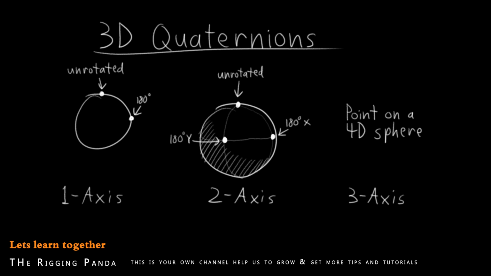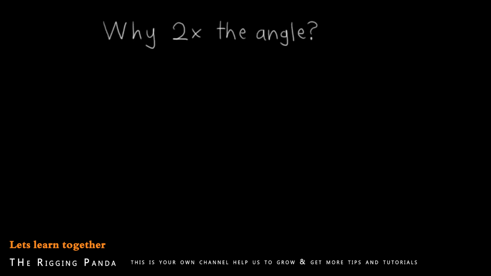But don't worry, the mechanics are exactly the same as the single axis and two-axis case, it's just extended to one more axis. All the same rules still apply. So you may be wondering, why do quaternions double the angle? Why not just leave it alone?